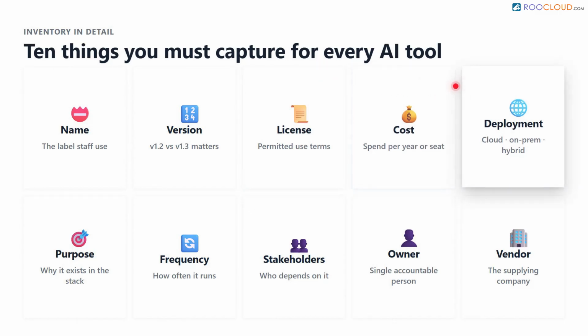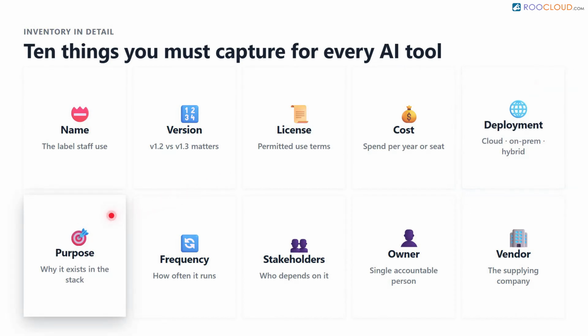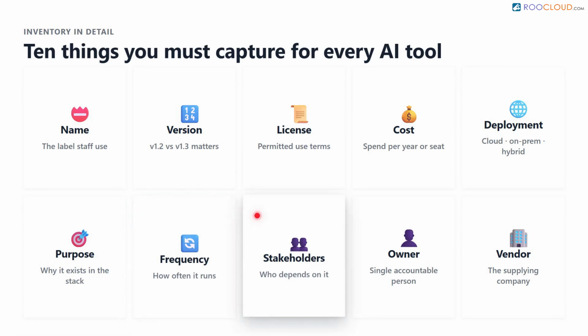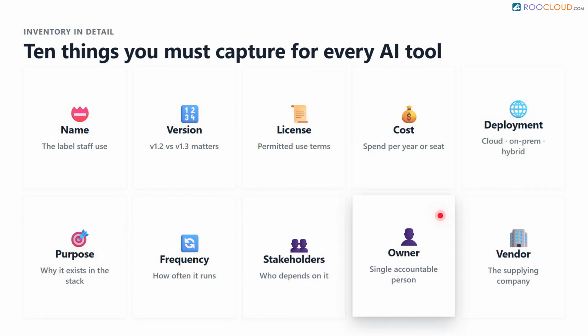You need the deployment method, which specifies if it is a website, an installed application, or an application programming interface. An application programming interface is essentially a digital bridge that allows two distinct software programs to talk to each other secretly in the background. You must also record the tool's business purpose. You need to track the frequency of use. You must list the relevant stakeholders. You must identify the accountable organization owner. Finally, you must capture all details related to the third-party vendor.